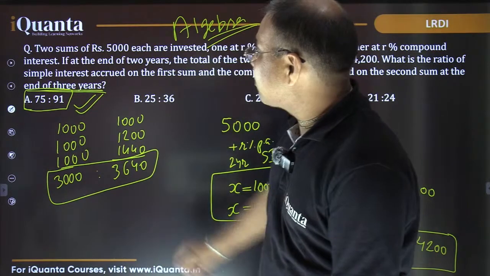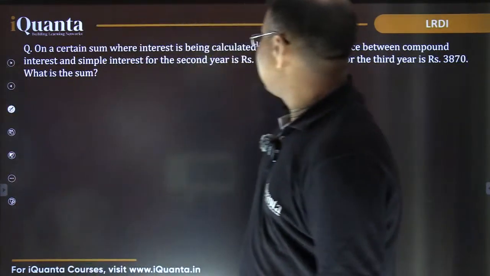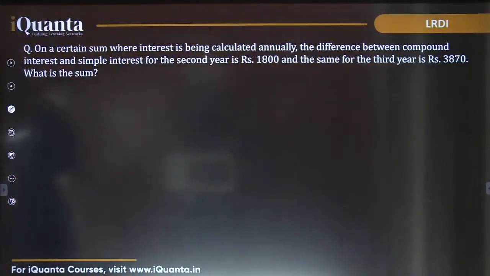Okay, I'm moving to the next one now. So here's another question on the base of this same topic only. Try to solve it and answer fast. Aman, just cancel out the common factors. That's it.